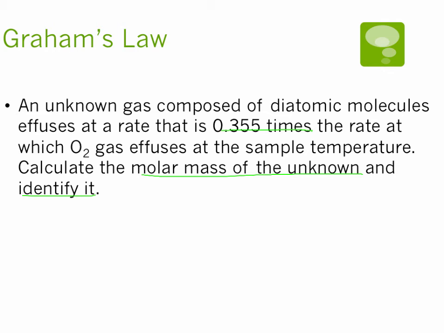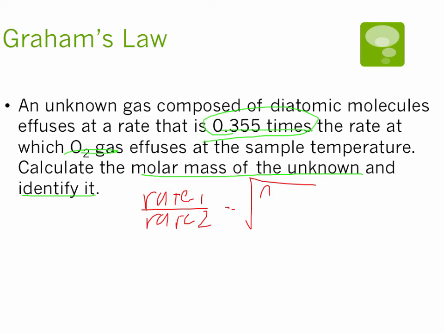So we don't know the gas, but we know how fast it effuses, and we know that we're also dealing with O2. So let's just write the equation for Graham's law. Graham's law says that the rate of gas 1 over the rate of gas 2 is proportional to the square root of the molar mass of gas 2 over the molar mass of gas 1. So this fraction of rates is proportional to the square root of gas 2 over gas 1's molar mass.